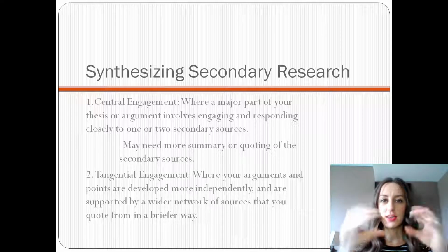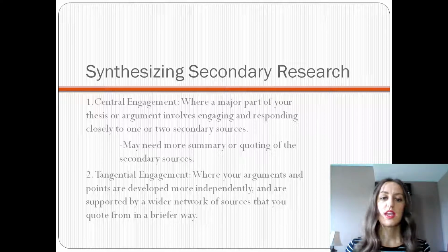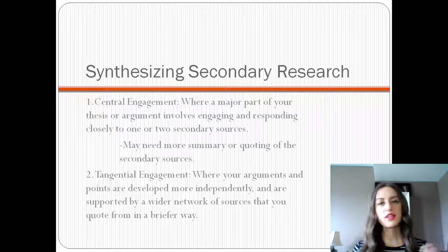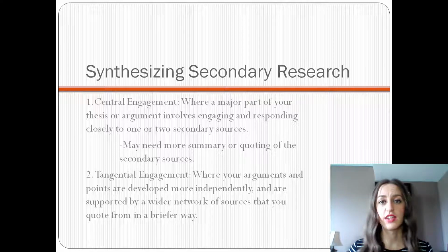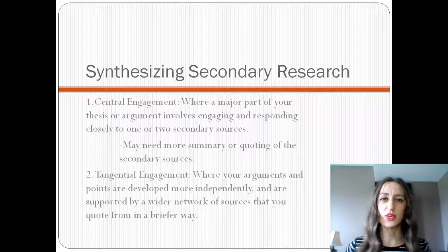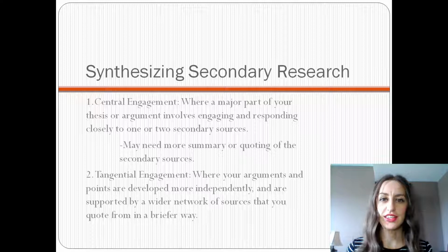You sort of have an independently developed argument, and then you're showing the different ways that all of these people are sort of supporting them. So you may quote more sparingly or just in a briefer way, and just use a wider group of sources to support multiples of your points. Is one way better than the other? Not necessarily, right? And it may be back and forth. You may have one paragraph that's sort of central engagement and other paragraphs that are more tangential where you're drawing from a bunch of different sources, or your paper may be that way entirely.